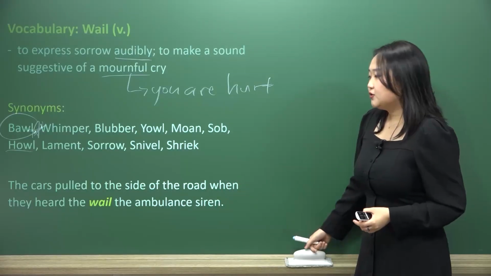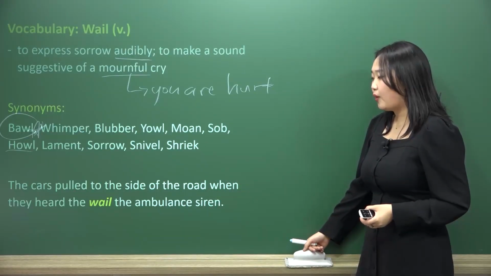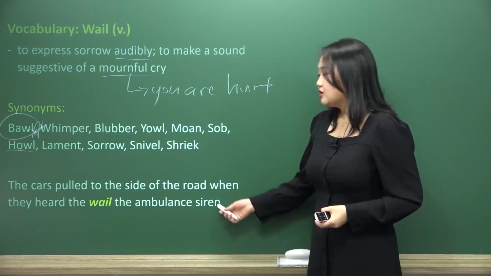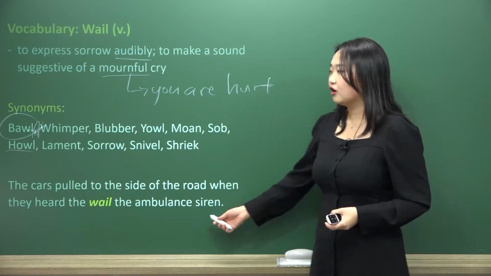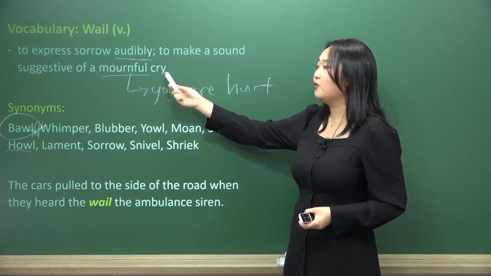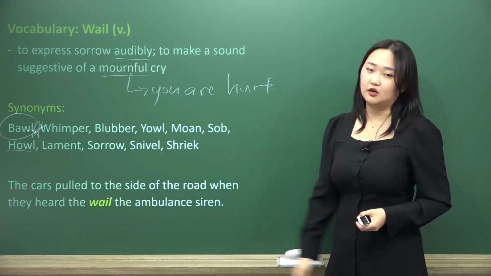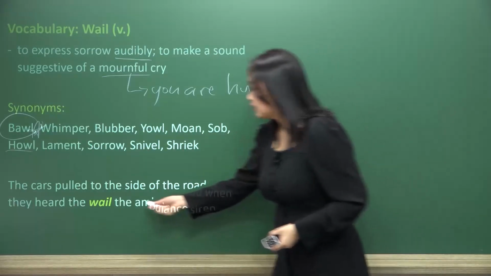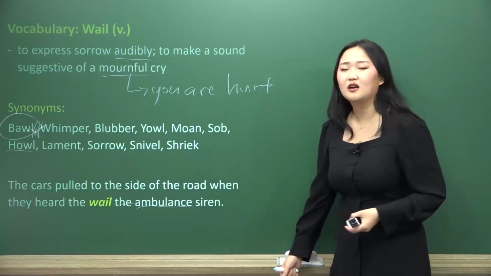The cars pulled to the side of the road when they heard the wail of the ambulance siren. So as they were driving, they heard the shrieking, sorrowful, mournful cry saying somebody's hurt. And that's why the word wail works really well here, because here, the word ambulance, it's not a person.